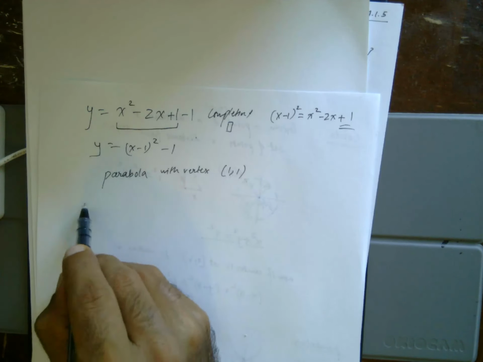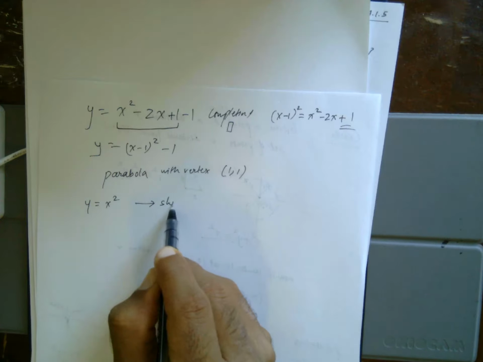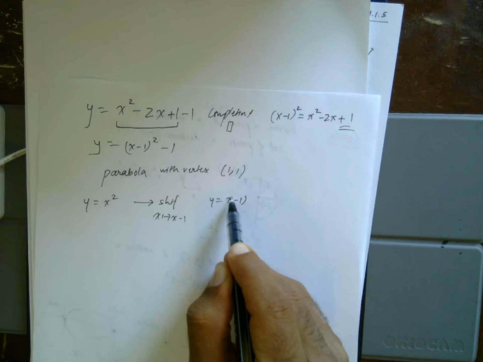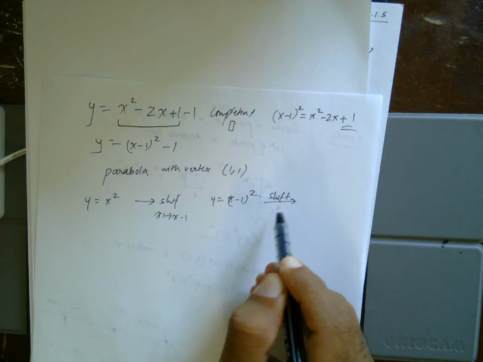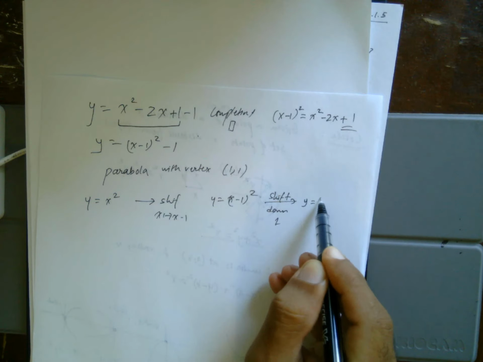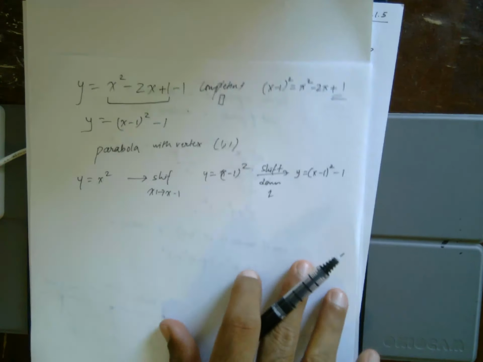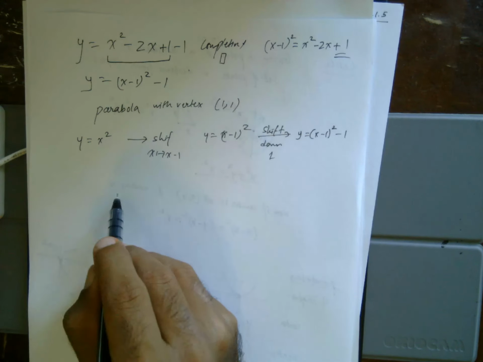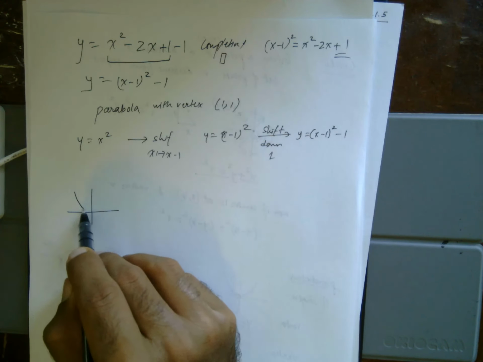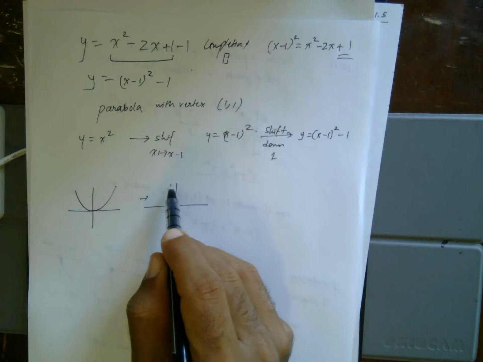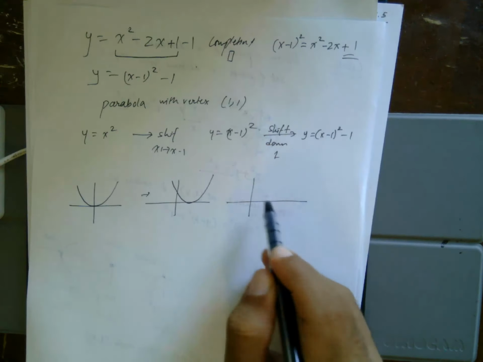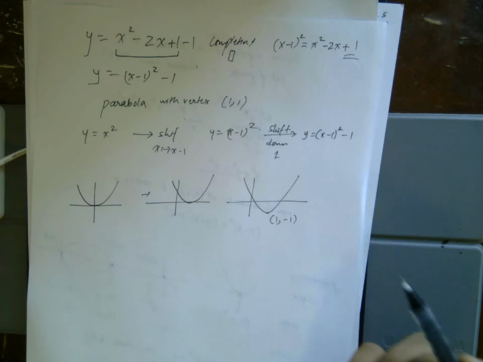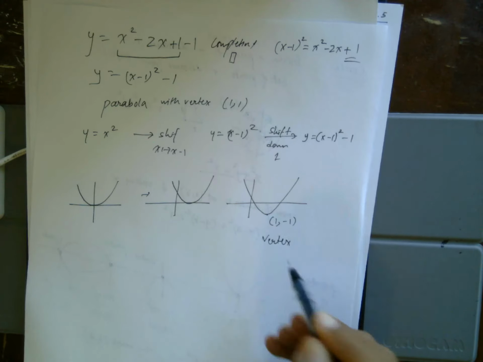So this is y equals x squared, shift x to x minus 1, right? y equals x minus 1 squared, and then shift down 1, y equals x minus 1 squared minus 1. So when you change x to x minus 1, that's a right shift. So you start with y equals x squared, you shift everything to the right, and then you shift everything down. So that this is now 1 comma minus 1, which is the new vertex.